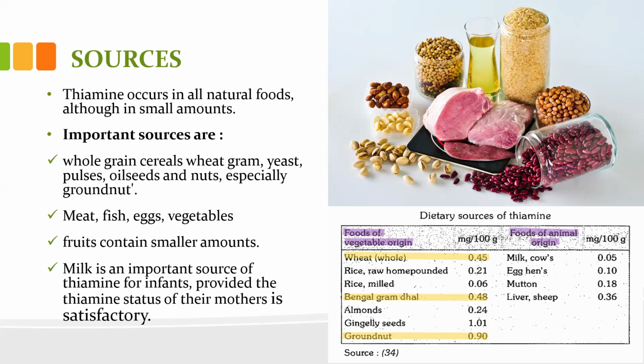So we can see in this table, the fruits and vegetables, we can see that almost all the foods contain thiamine: wheat, rice, almonds, groundnut, milk, hen egg, mutton, liver, sheep. Almost all food has thiamine in it.